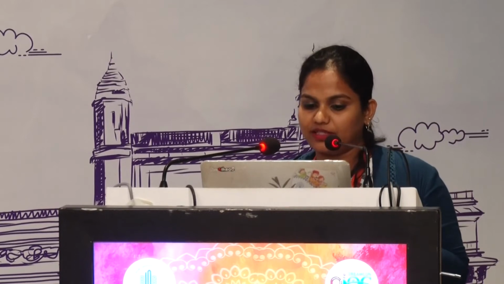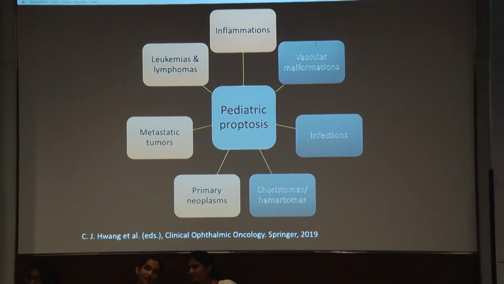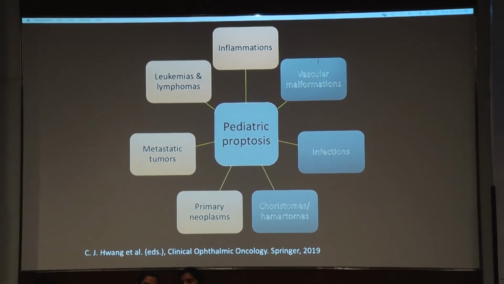So, over the next few minutes, we'll go through a brief overview of the causes of proptosis in children and identify some markers which would potentially herald some sinister etiology. We all know that proptosis in a child can be as a result of infections, choristomas or hematomas, vascular malformations, inflammations, primary neoplasm, metastatic lesions, or systemic leukemias and lymphomas. We'll be looking at case presentations which broadly cover the neoplastic and tumor-like conditions.